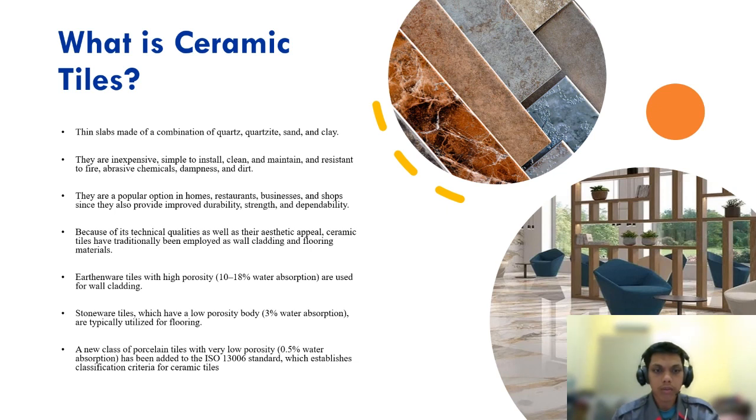Earthenware tiles with high porosity, 10 to 18% water absorption, are used for wall cladding. Stoneware tiles, which have a low porosity body, 3% water absorption, are typically utilized for flooring. A new class of porcelain tiles with very low porosity, 0.5% water absorption, has been added to the ISO 13006 standard, which establishes classification criteria for ceramic tiles.